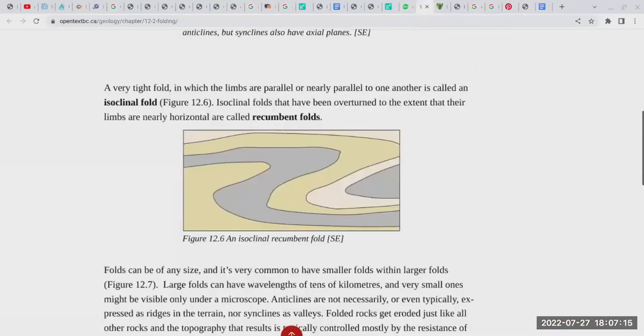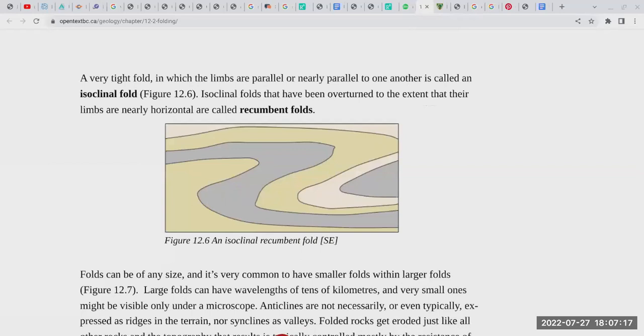All right, so a very tight fold in which the limbs are parallel or nearly parallel to one another is called an isoclinal fold. So look at this, this is going to be your axial plane. Watch for something. Can you see your axial plane right here? So going through with that line. Watch again. My axial plane is going right. That's my axial plane. Good. So everybody should be able to draw your axial plane.